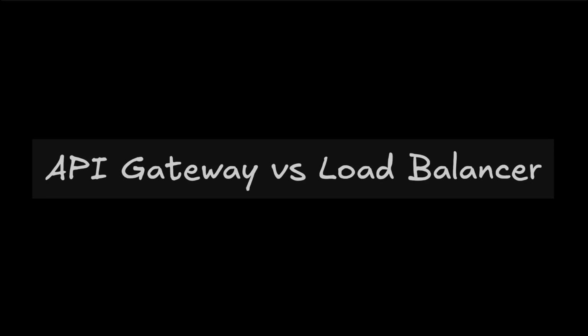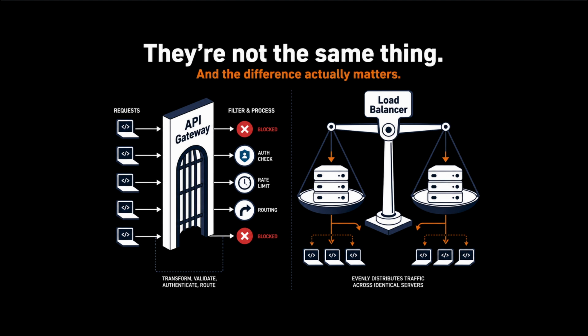Alright, if I asked most developers what the difference is between an API gateway and a load balancer, I would get one of these two answers. Either a very confident wrong answer or a sort of vague hand-wavy thing about how they both handle traffic. And look, I get it. The names are a little confusing. The responsibilities also overlap a little, but they are solving fundamentally different problems. And if you're building anything at scale, mixing these two can lead to some pretty bad architectural decisions. So let's just settle this once and for all.